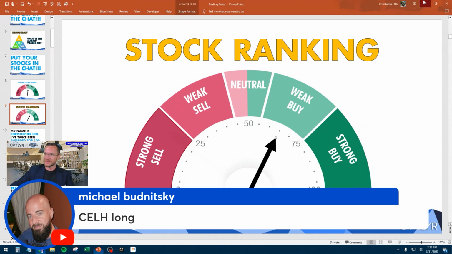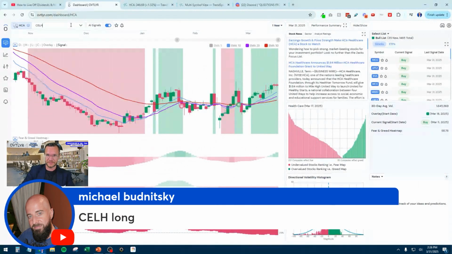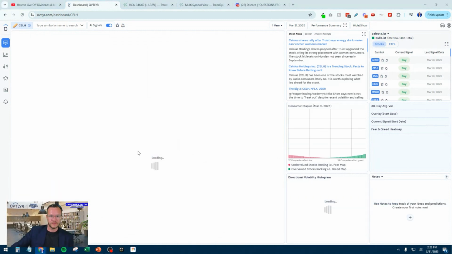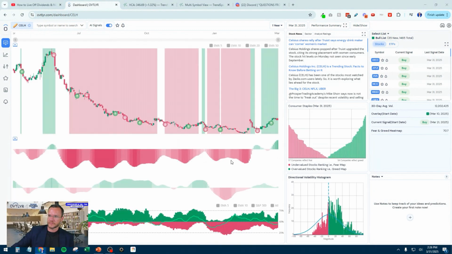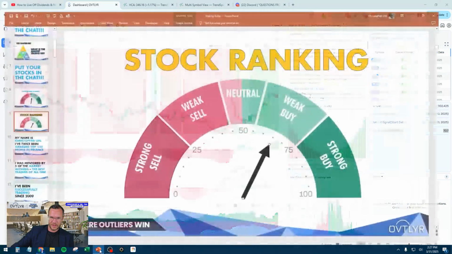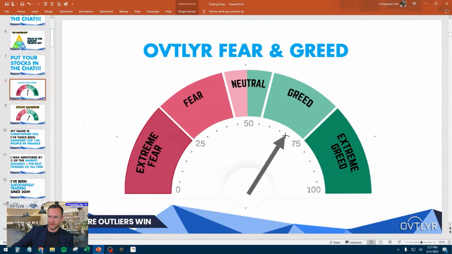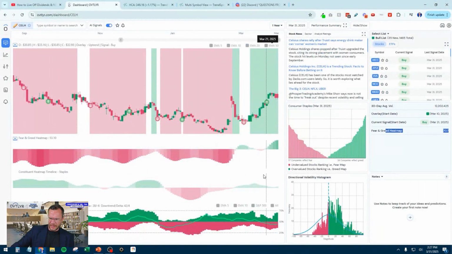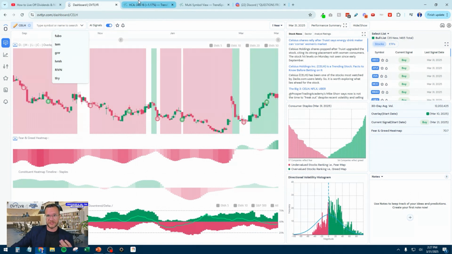Michael wants to look at Celsius long, CELH. All right, Celsius. So we got a buy signal a couple days ago on March 21st, getting more greedy. The staples sector is also getting more greedy. In fact, right now it's at a fear and greed value of 70, which would put it here in the greed area. And like I say, the sector's going up. Let's double check for any order blocks, but this one actually could be great.